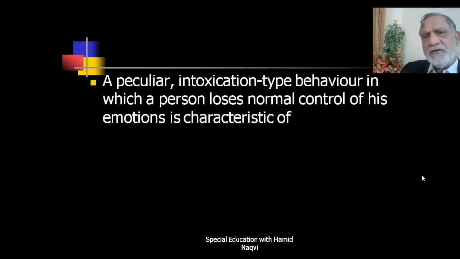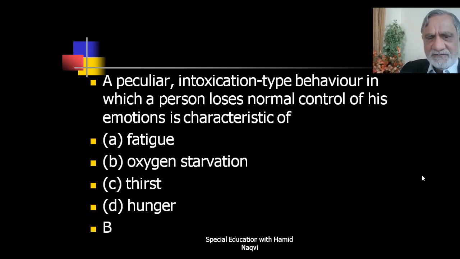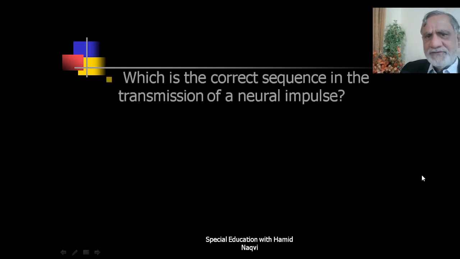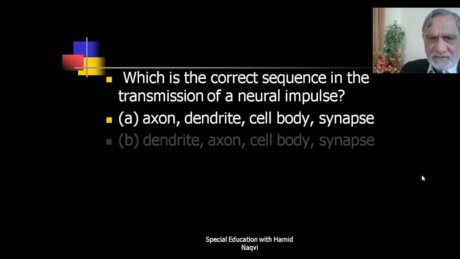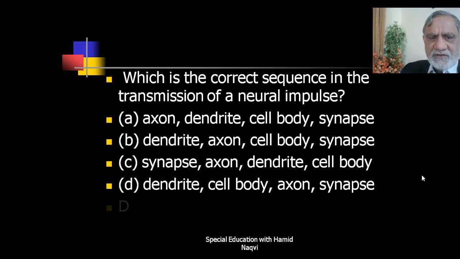A peculiar intoxication-type behavior in which a person loses normal control of his emotions is characteristic of fatigue, oxygen starvation, thirst, or hunger? Correct is oxygen starvation. Which is the correct sequence in transmission of neural impulse? Correct one is the last one.